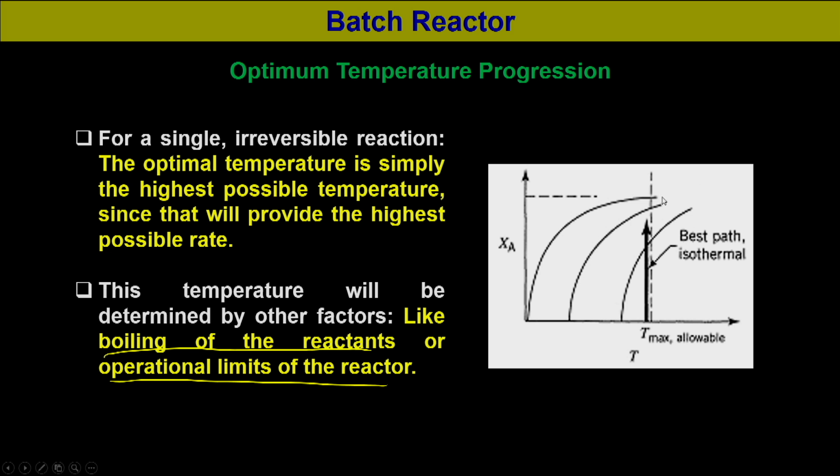You can see the conversion versus temperature plot, obtained from Levenspiel, showing how the conversion increases at different temperatures. If we want to get the maximum conversion, and that temperature is allowed with respect to the boiling of the reactants or the operational limits of the reactor, then we can decide that optimum temperature.